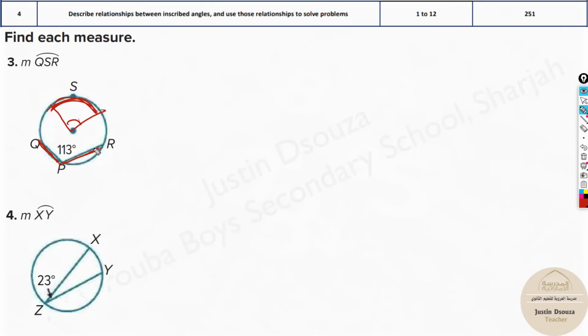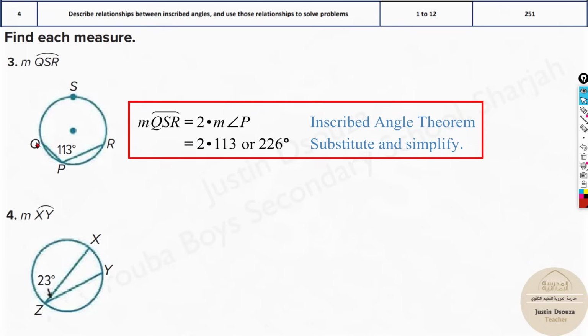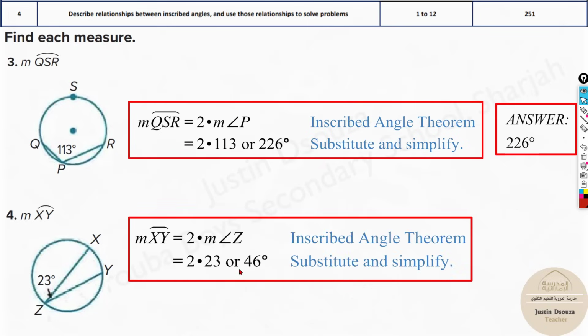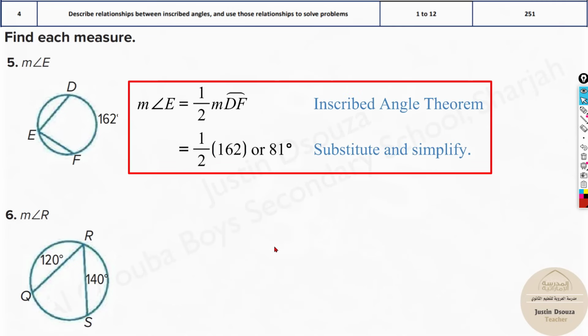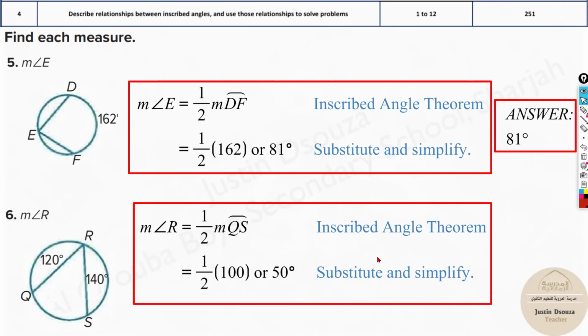It's inscribed on any part of the circle. So that's why we take it as half. And then we can easily solve it up. Over here also it's the same thing, QSR. It'll be half of, sorry, 2 times of 113 degrees. And this is 23, so this will be 2 times 23, 46 would be the answer. Try these by yourselves and then check for the answers. Everything is solved up over here.